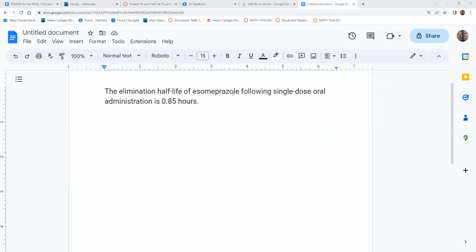So here's a situation involving the half-life and how to analyze the half-life. Now in class, we brought up this formula.